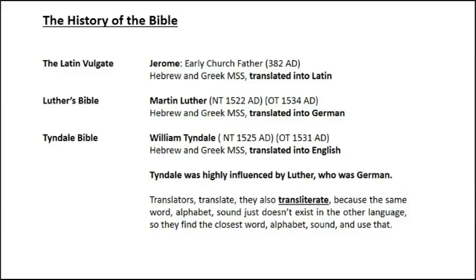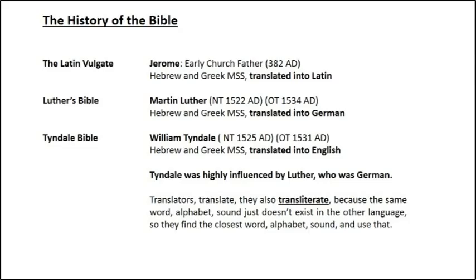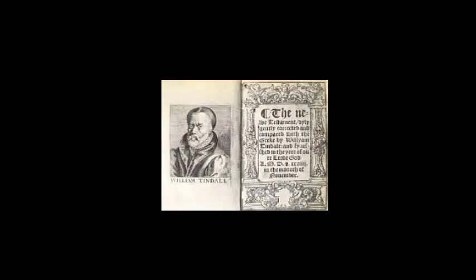The Bible that's most relevant to our study is the William Tyndale Bible in English, 1525 the New Testament and 1531 the Old Testament. As you can see, William Tyndale's dates are very similar to those of Martin Luther. They were both writing about the same time. William Tyndale introduced some new words and phrases in the Bible, like Jehovah for the name of God, and we're going to see why he did this very shortly.